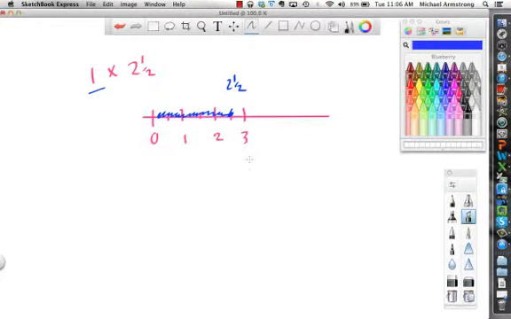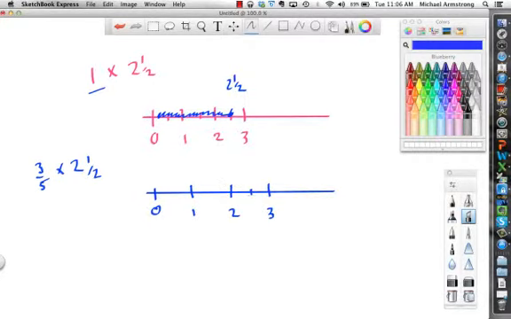Now if we do that again, but we change our numbers a little bit, let's see here. I'm on blue this time. 0, whoops. And we're going to do 3/5 times 2 1/2. So I've got 1, 2, 3, and I cut it all in half. Now again, this is my point. This is 2 1/2. This is my starting point. But I'm going to take less than 1 of it. I'm only going to take 3/5 of it.